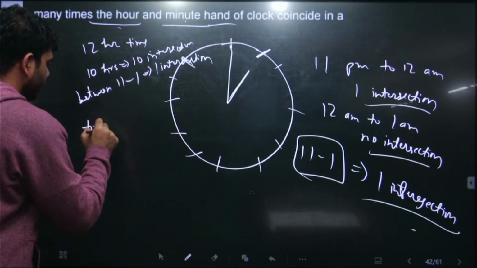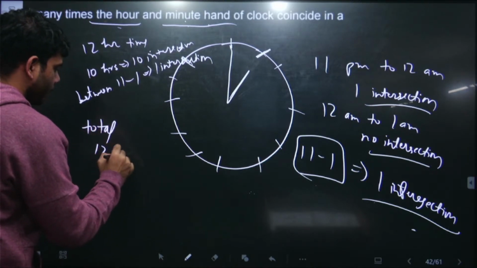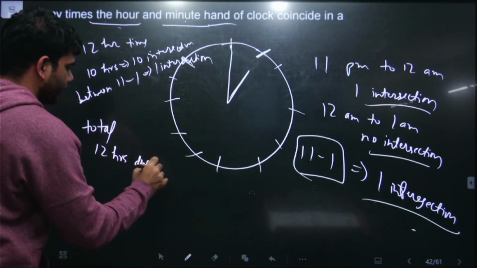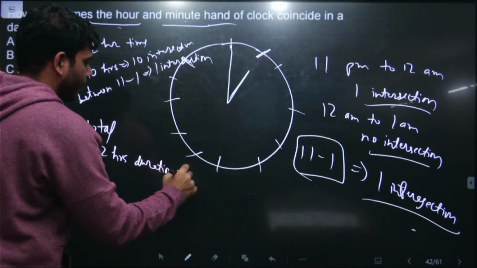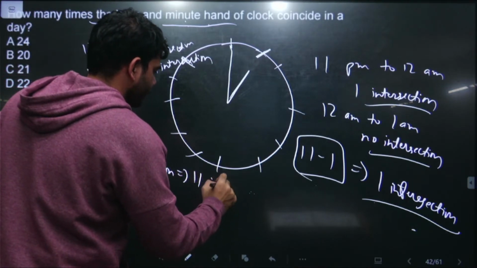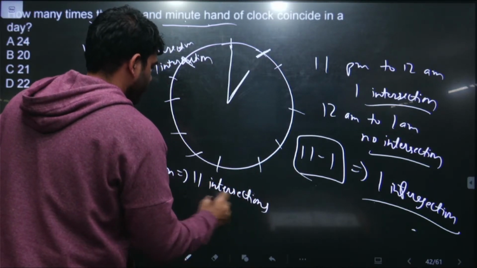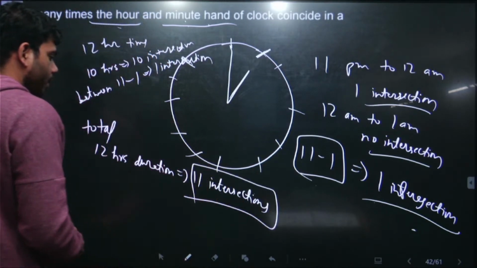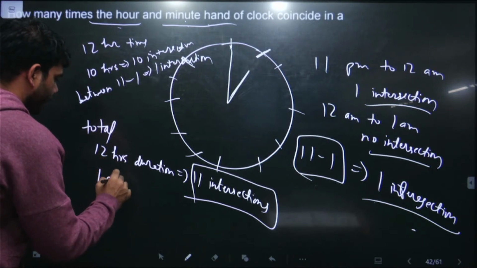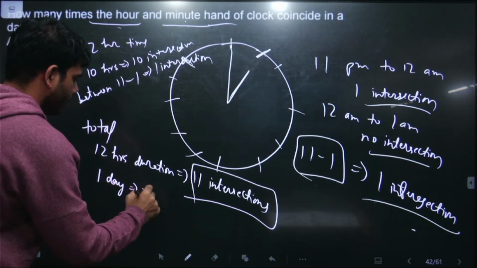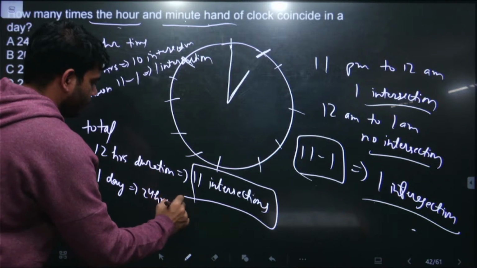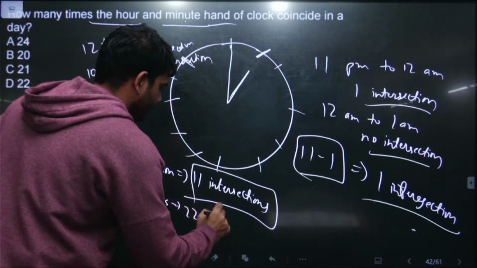So in total, in 12 hours duration there are 11 intersections. So in one day, 24 hours, there are 22 intersections.